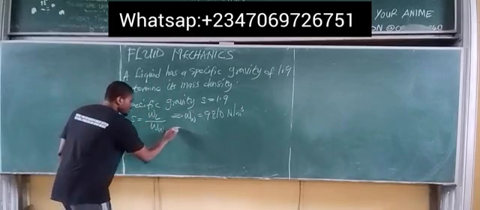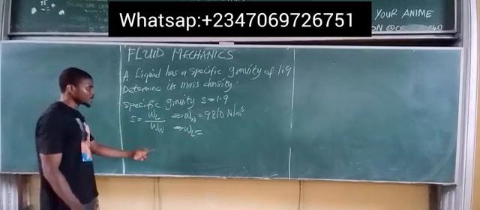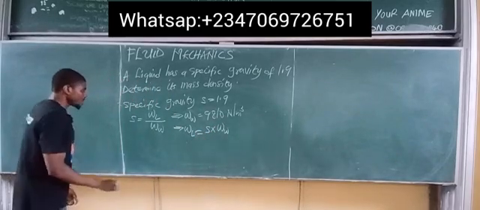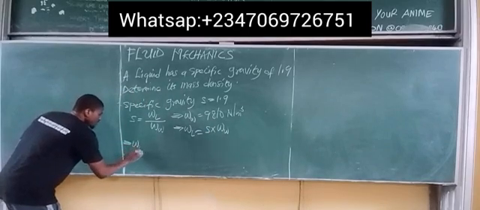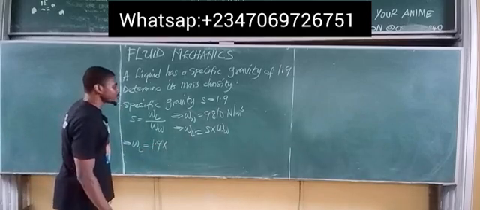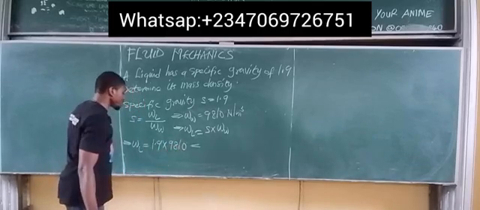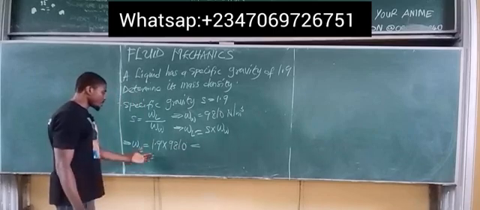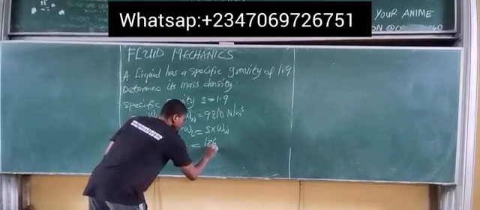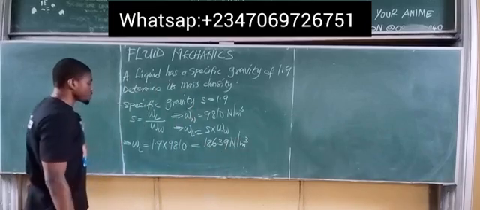If we make the specific weight of the liquid, WL, the subject, it is simply the specific gravity multiplied by the specific weight of water. So the specific weight of that liquid is S, which is 1.9, multiplied by the specific weight of water, 9810. This gives us 18639 newtons per meter cube. So this gives us the specific weight of the liquid.